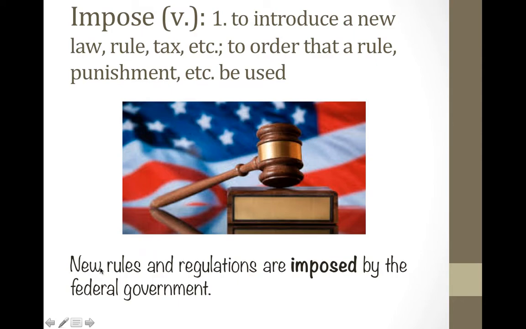Let's look at an example. New rules and regulations are imposed by the federal government. We can see this constantly through the radio every time that we hear that the government is passing a bill. A bill is one of those new laws that have been accepted by the government. For example, if there is an increase in taxes, the government approves a bill and it passes. So they have to impose that new law on the citizens so that we can abide, that we can follow that new law. Everybody has to follow it.